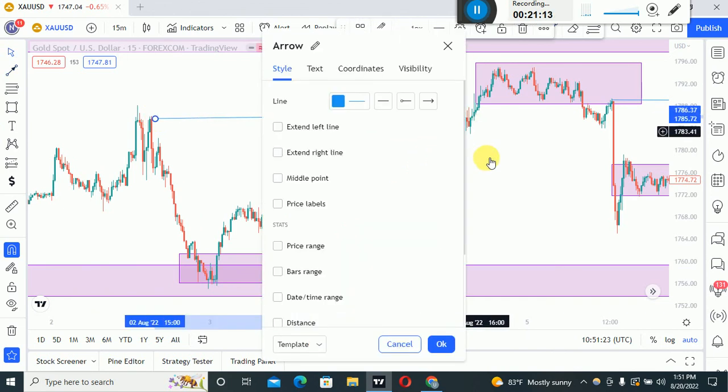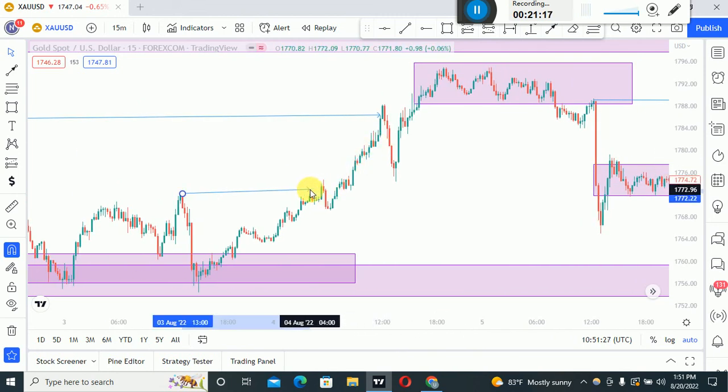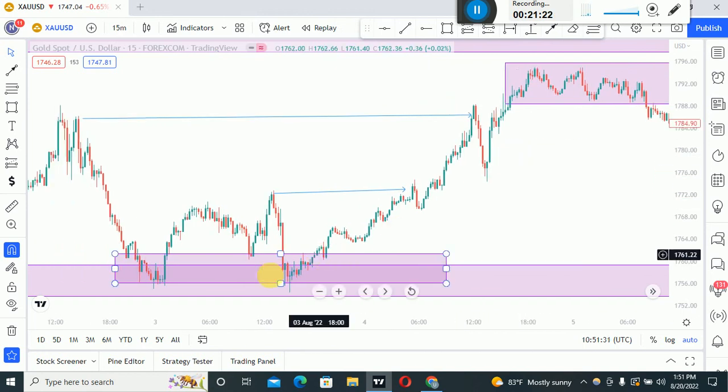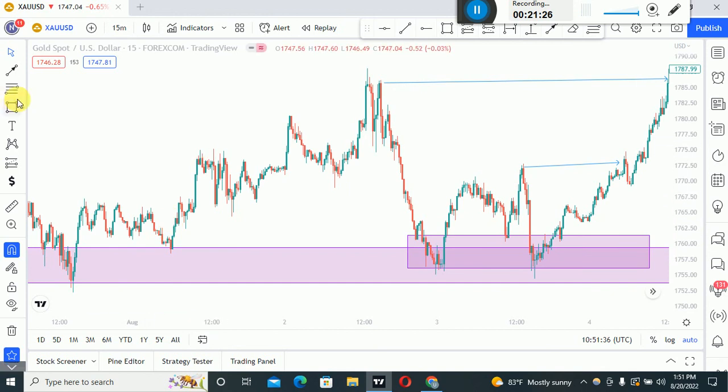Everything in the market is measured. There is no coincidence. Everything is a measured move. Imagine how many pips you can get on this single trade. Everything on the market is a measured move. There is no coincidence in the market. Look at it. Pump and dump happening over and over again.